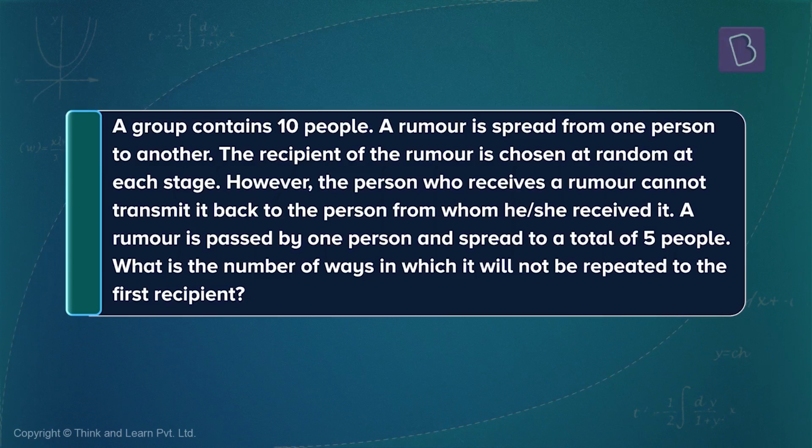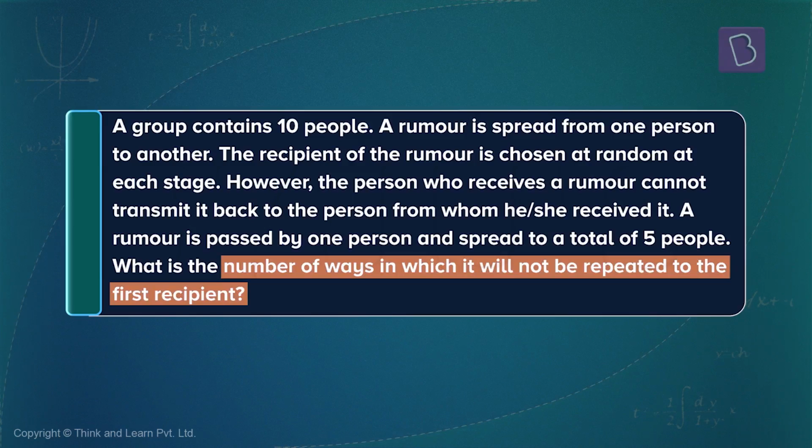Now, there is a rumor that passed from one person to another and went to a total of 5 people. From one person to another, it went to a total of 5 people. So this means the rumor traveled 4 times. From the starting till the end, it traveled 4 times so that it has reached a total of 5 people. Now we need to find the number of ways in which this rumor spread to 5 people, such that the first recipient of the rumor did not receive it more than one time.